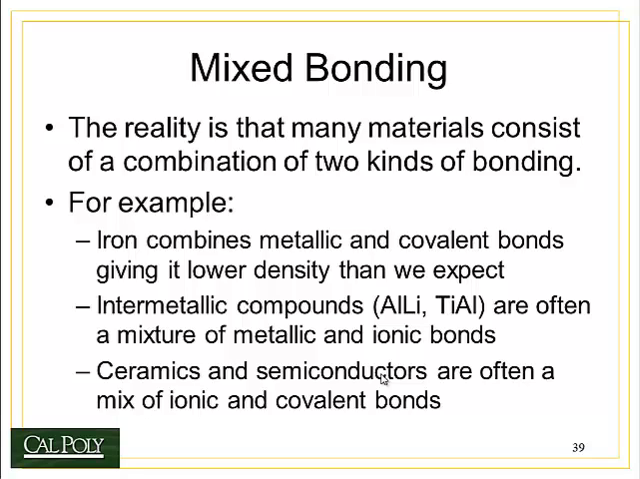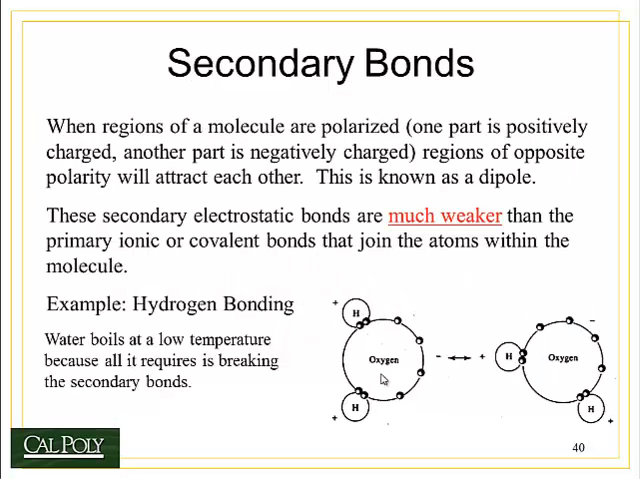There are also things called intermetallic compounds like aluminum lithium and titanium aluminide, which are a mixture of metallic and ionic bonds. And many ceramics and semiconductors are a mix of both ionic and covalent bonding.